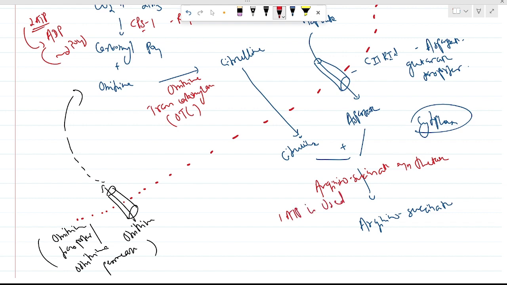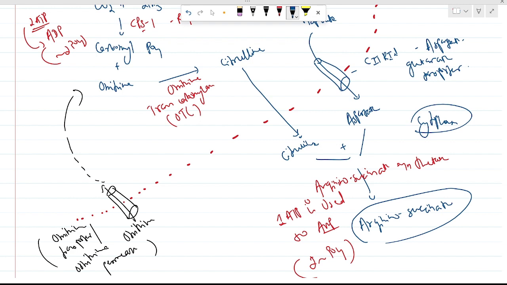1 ATP is used to make AMP. Nearly 2 phosphates are used here to convert 1 ATP to AMP. What is formed? Argininosuccinate. Argininosuccinate synthetase is the enzyme, from citrulline and aspartate. Remember these two transporters, very important.